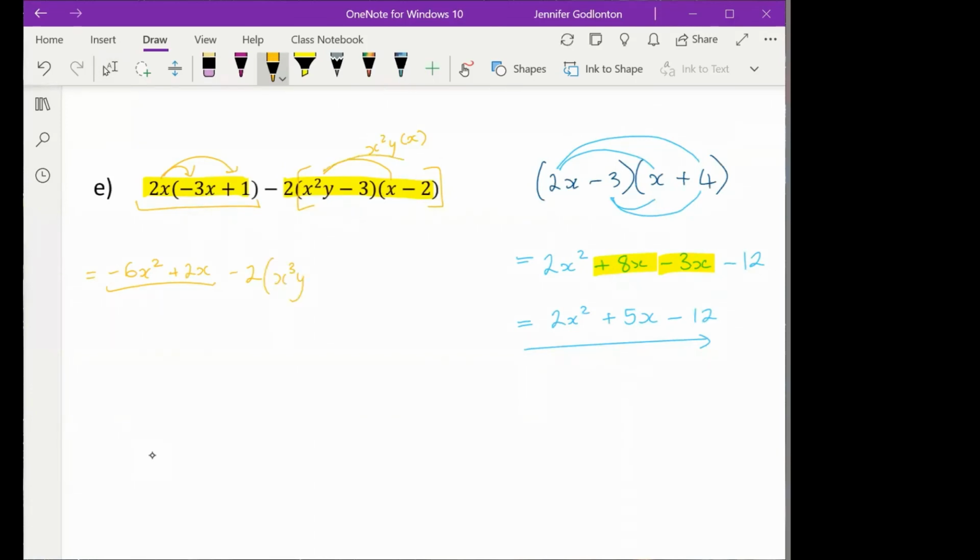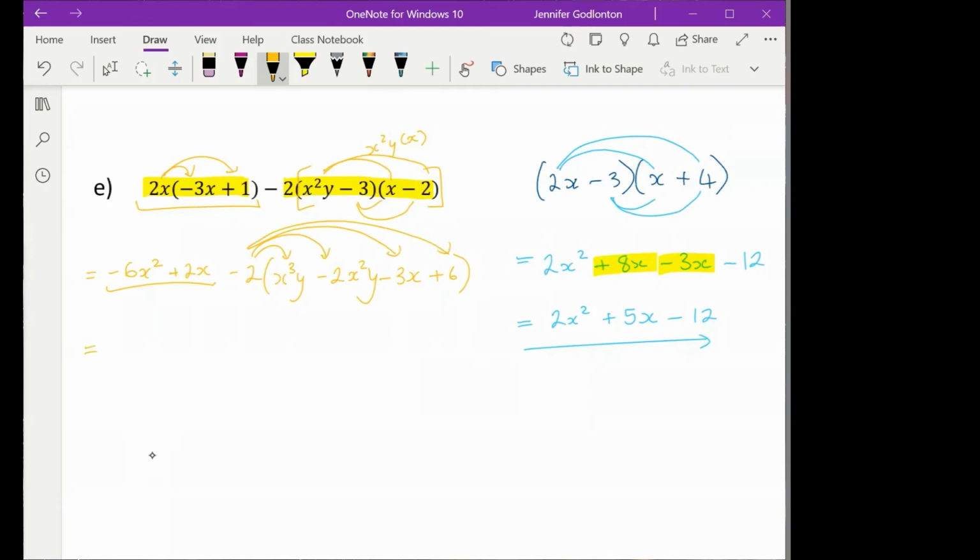And then we're saying, what is x squared y times negative 2? That's just negative 2x squared y. Then here, we're going to have negative 3 times x, which is negative 3x, and negative 3 times negative 2, which is positive 6. And now in there is no like term, can't add anything. So all I can do now is do my distribution.